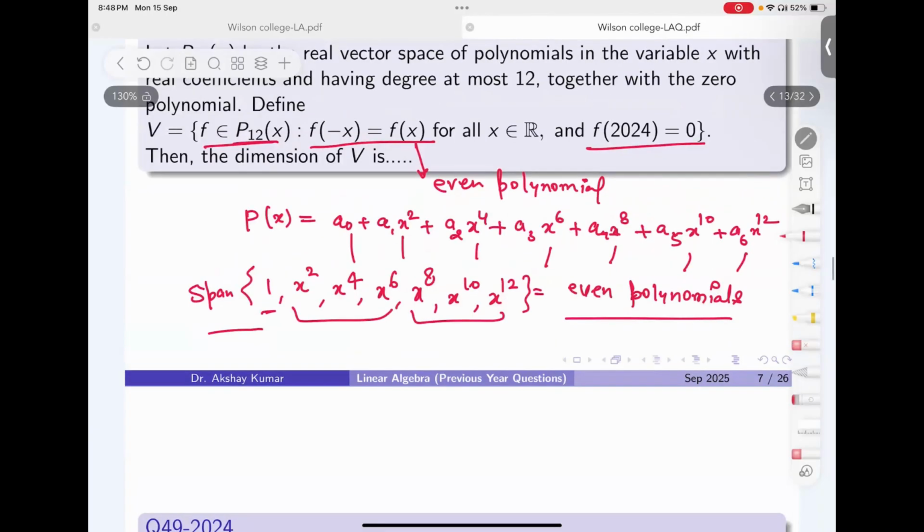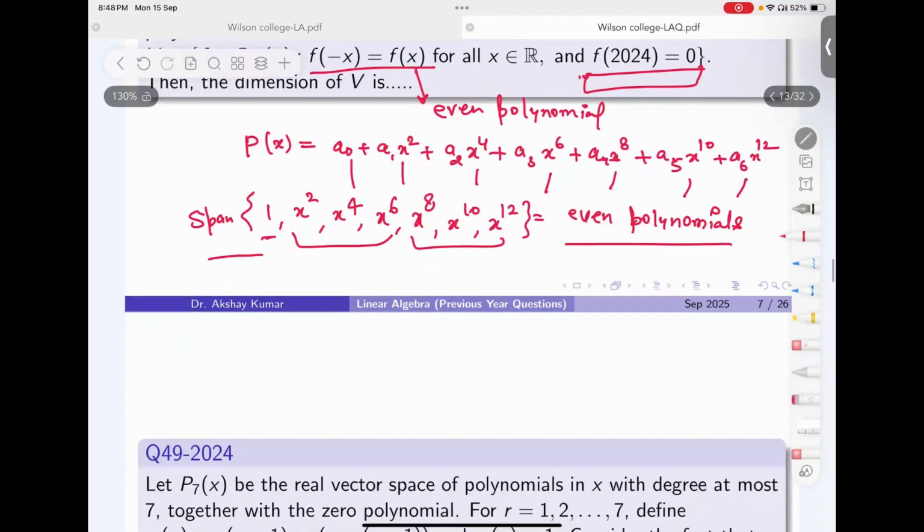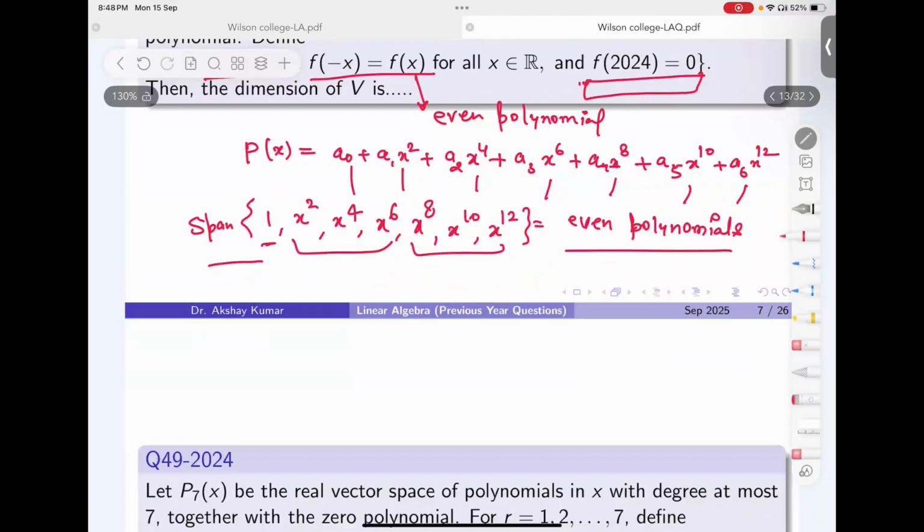One more condition is also given, that is f of 2020 equals f of 2024 equals 0. This constraint will reduce the dimension by 1. Similarly, you can see that if you replace this point by 2024, x square, x4, x6, up to x12, this is also a spanning set, right? So the polynomial should satisfy this condition.